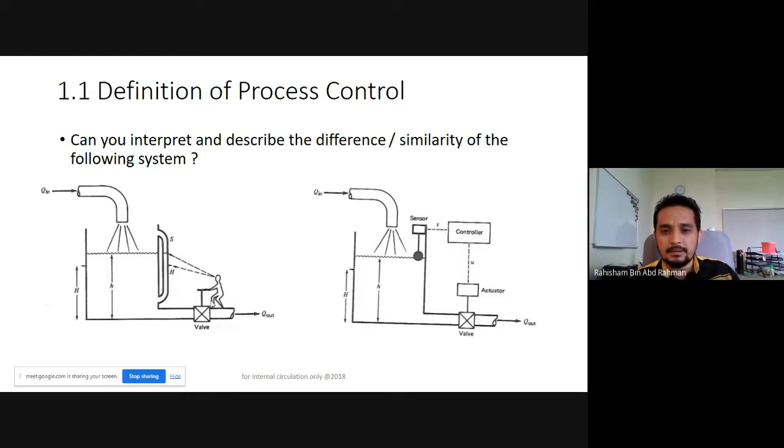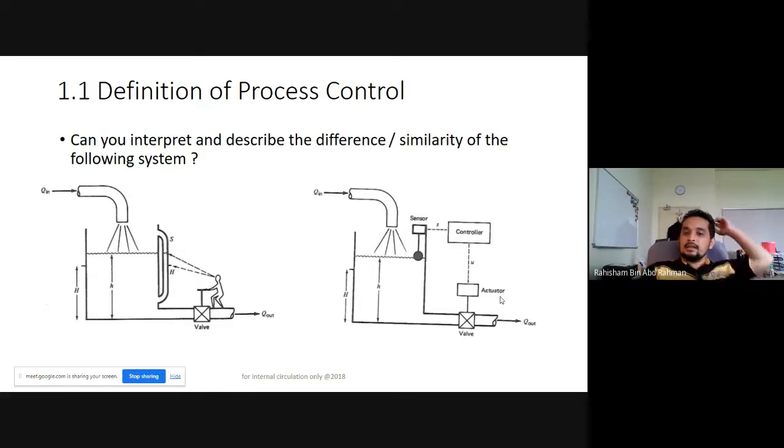While on the other part, if you can see, we have the same system, but this one is controlled by a proper device, by additional devices, with the actuator, controller, sensor, etc., so that this can be done automatically.